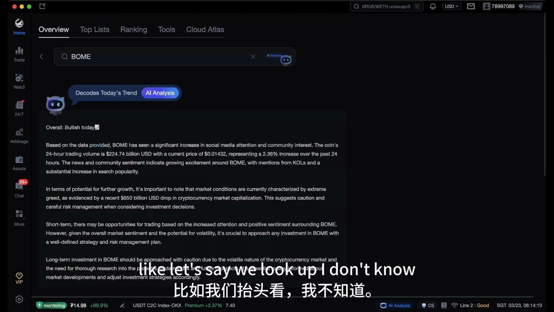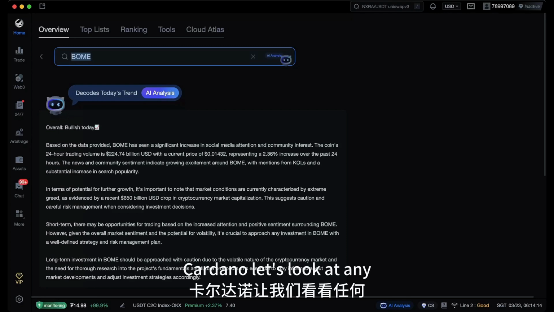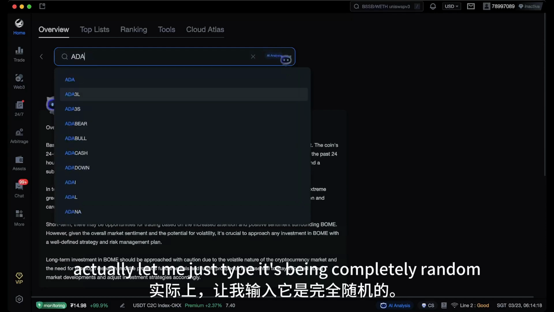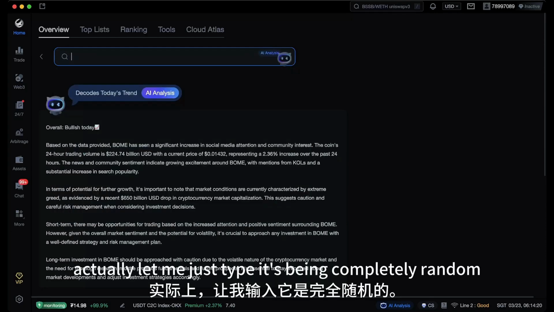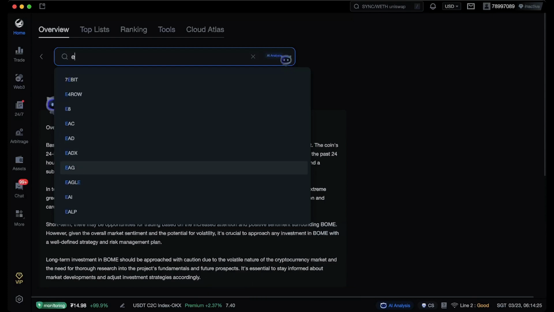Not other people's, I don't care about that. But if we look up any coin, let's say we look up, I don't know, Cardano. You can also do this for random altcoins too. You can get an AI analysis. So actually, let me just type in something completely random.